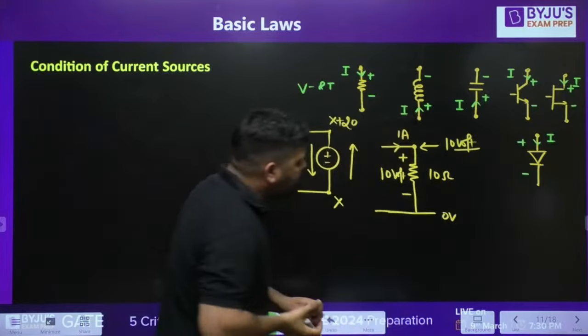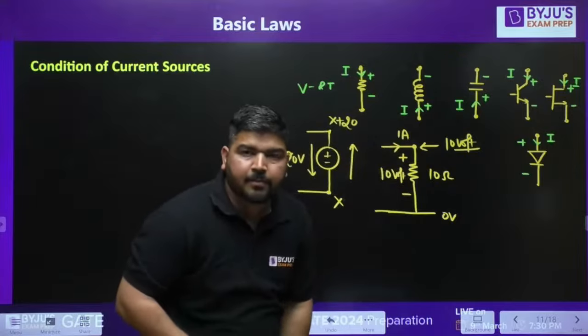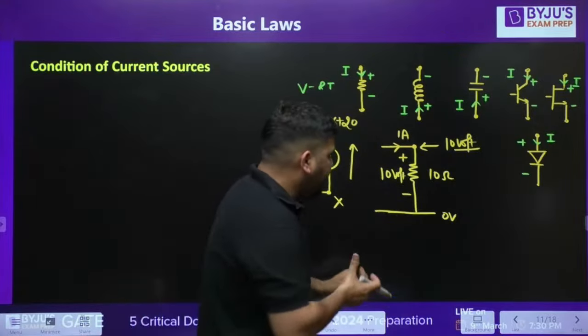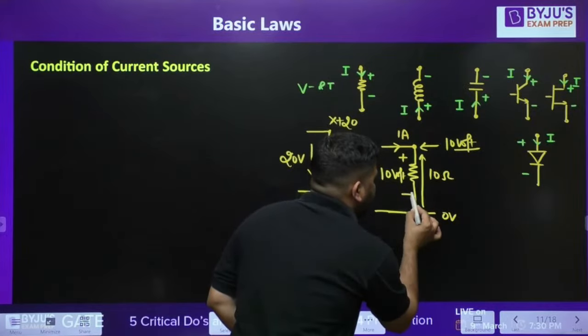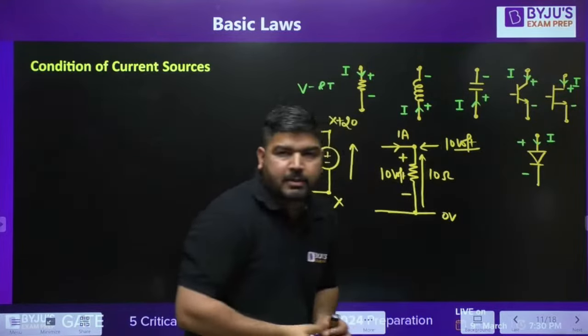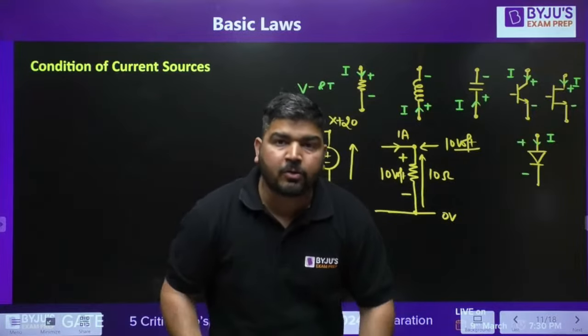Now, many students think that, sir, if I am going like this, I have to subtract the voltage. No, I am going from lower point to the upper point like this. If I'm going from minus to plus, I have to add the voltage. It means this has to be 10 volt.